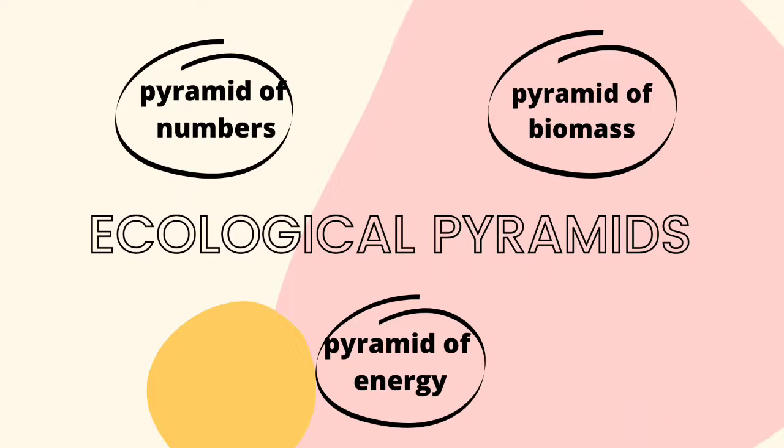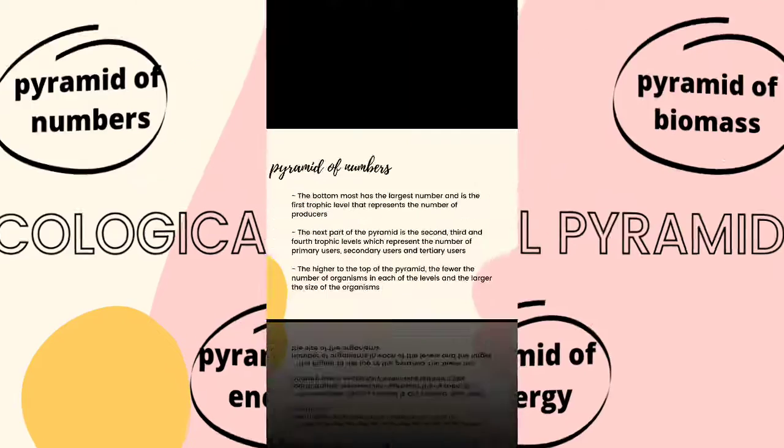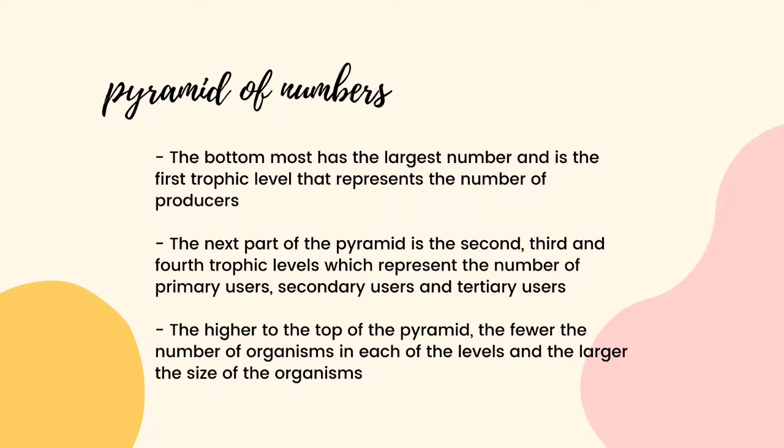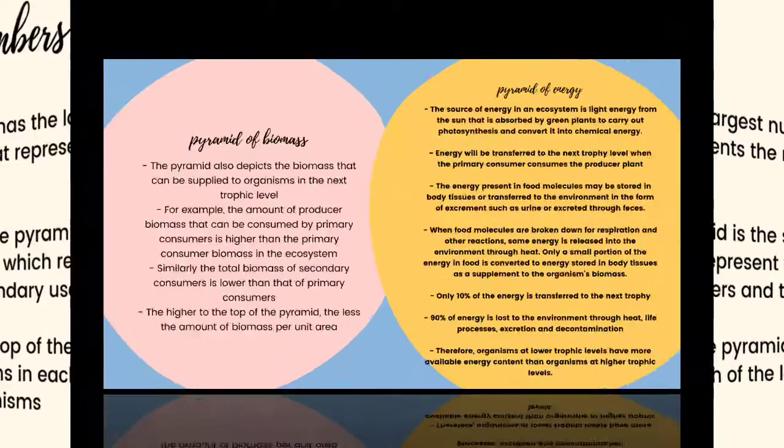Ecological pyramids. There are three types of ecological pyramids, which are pyramid of number, pyramid of biomass, and pyramid of energy. Pyramid of numbers. The bottom has the largest number and the first trophic level that represents the number of producers. The next part of the pyramid is the second, third, and fourth trophic level, which represent the number of primary consumers, secondary consumers, and third-tier consumers.